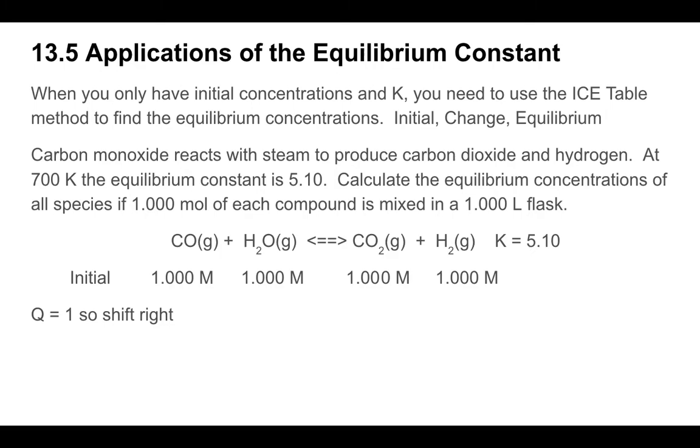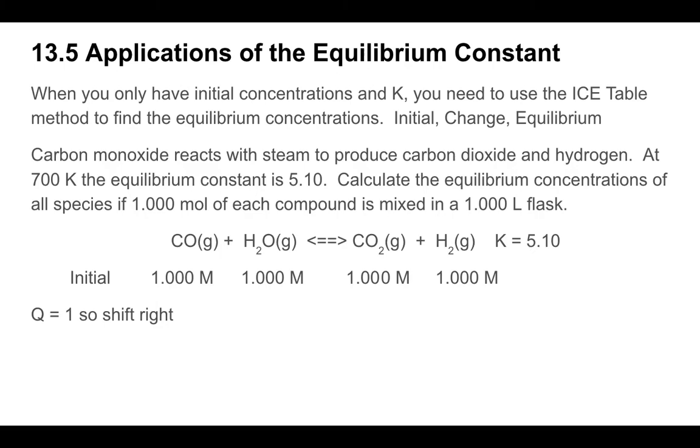So the way we do these is we set up an ICE table. And ICE stands for initial, change, and equilibrium. Let's go back to that carbon monoxide water vapor reaction that makes carbon dioxide and hydrogen. Let's say that at 700 Kelvin, this has a K value, an equilibrium constant value of 5.10. And let's say that we put 1 mole of each reactant and product in a 1 liter flask. So we have 1 molar to start with of CO, water vapor, carbon dioxide gas, and hydrogen gas.